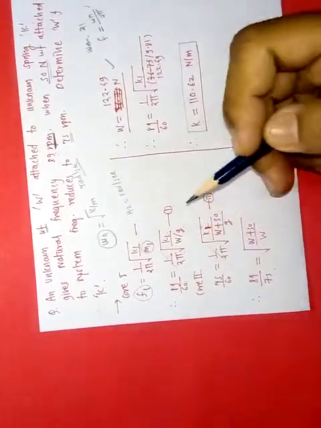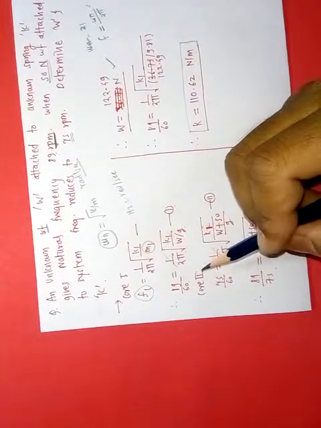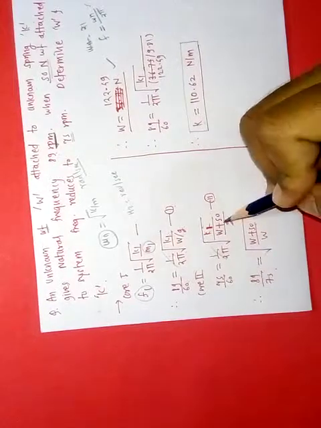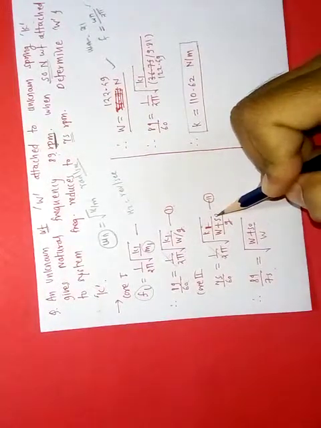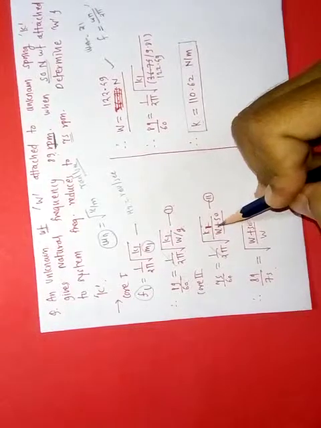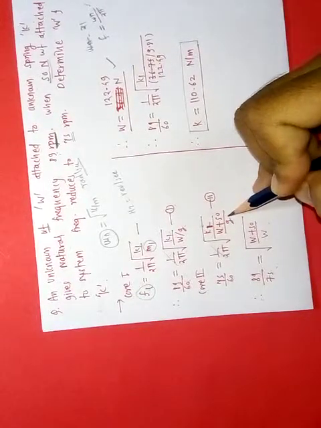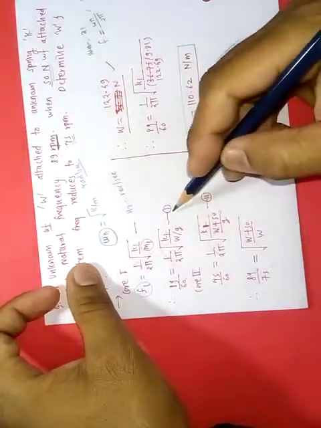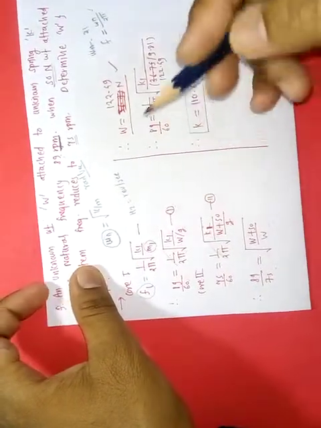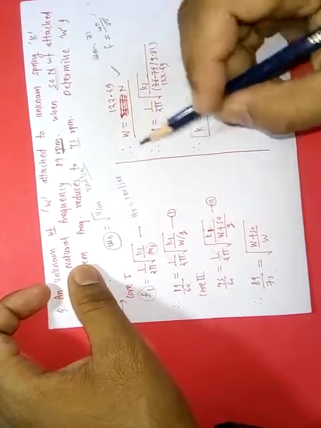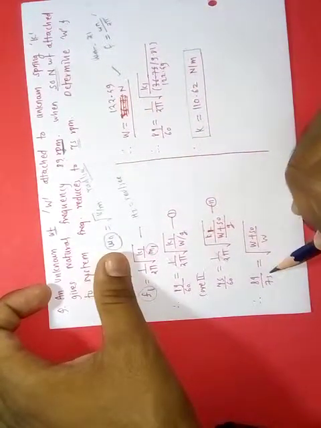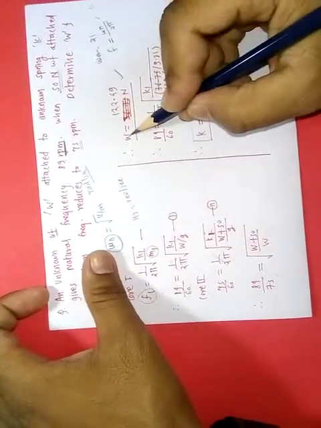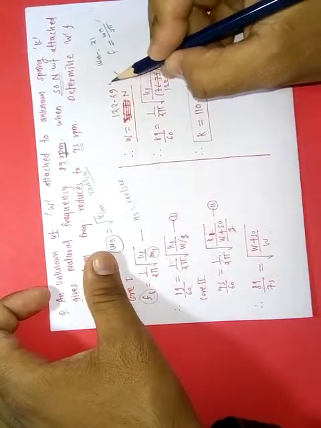In case 2, the same spring is there, but its frequency is reduced to 75 rpm. It is 75 by 60 hertz. When weight is attached, increased by 50 newton, the total weight will be W plus 50 newton. Converting to mass, we divide the total by g. Then taking the ratio, we get the equation 89 by 75 is equal to under root W plus 50 upon W.